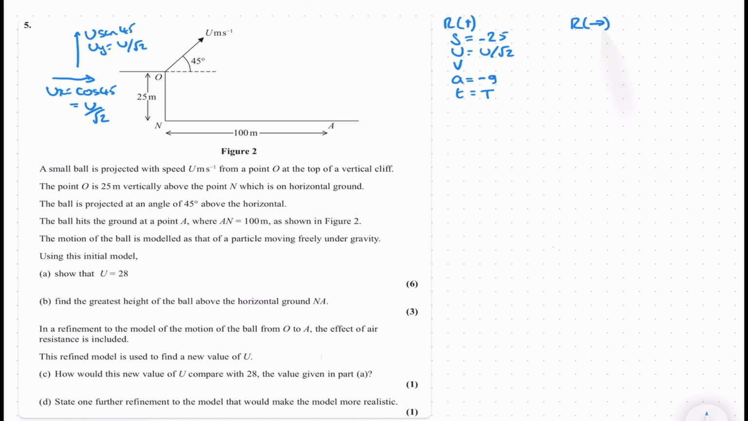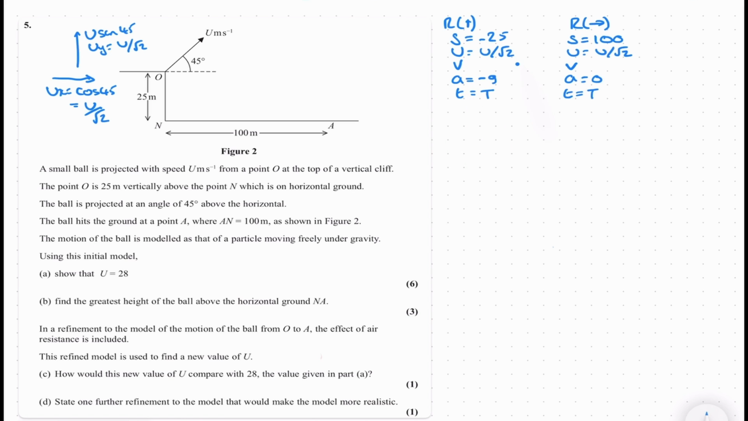Resolving horizontally to the right, the displacement now will be from N to A, which is 100 meters. The initial velocity is u over root 2. V we don't know. The acceleration is 0 horizontally, and the time is capital T. The two times are equal because the time it takes to go from the platform to the ground will be the same time it takes to go from N to A. So they both equal T.